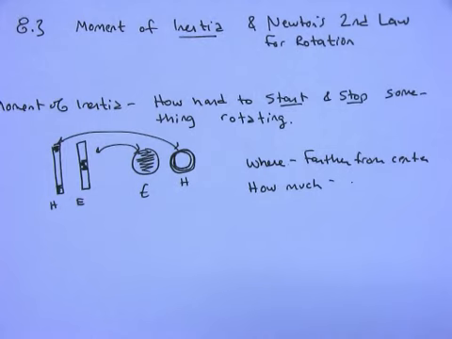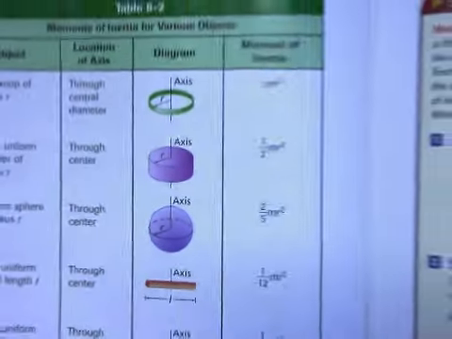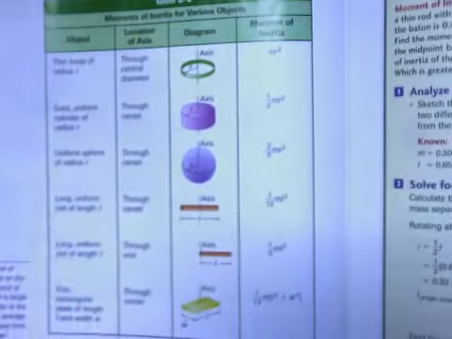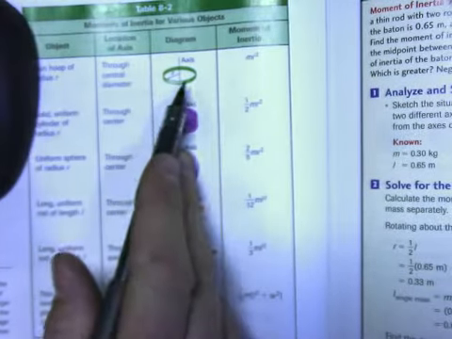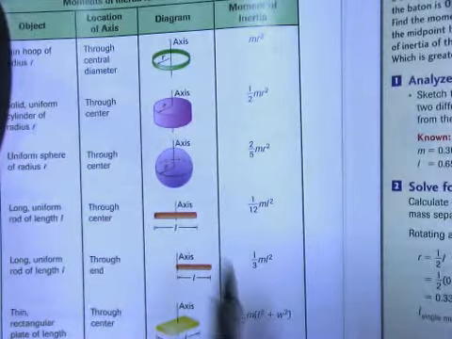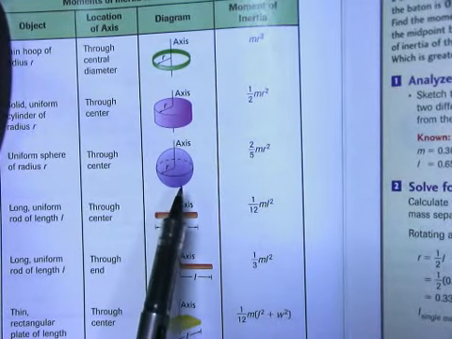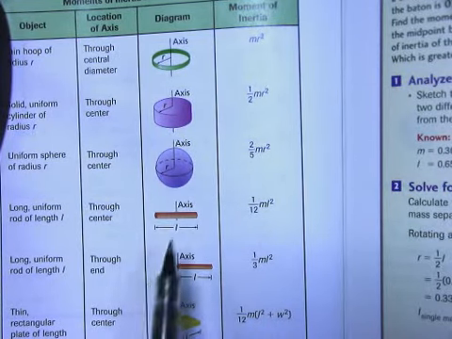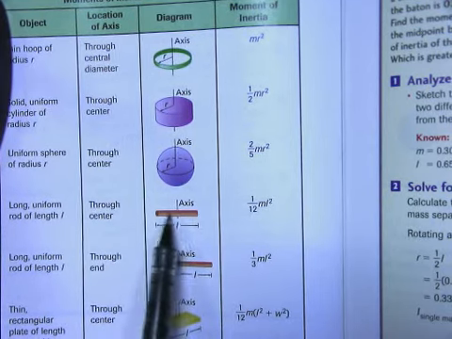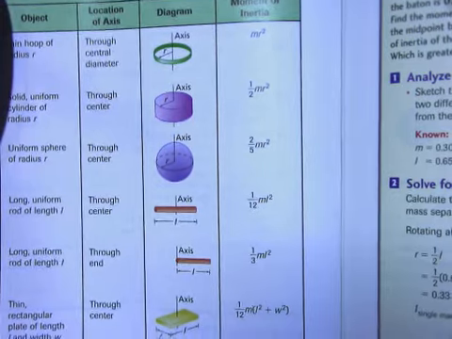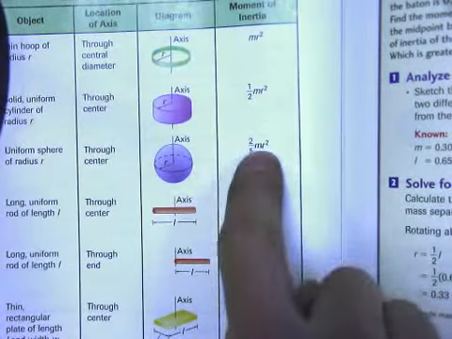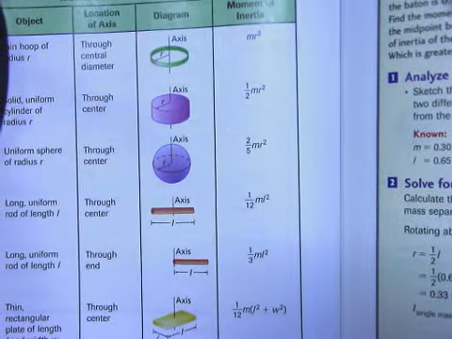If you look on page 206, there's a chart that talks about all the different moments of inertia. So if you had a hoop, or if you had a solid cylinder, or if you had a sphere of radius r, if you were rotating a rod around the center with length L, or a rod around the end, or if you had a square block, these are all the different ways to find the moments of inertia of each of them.